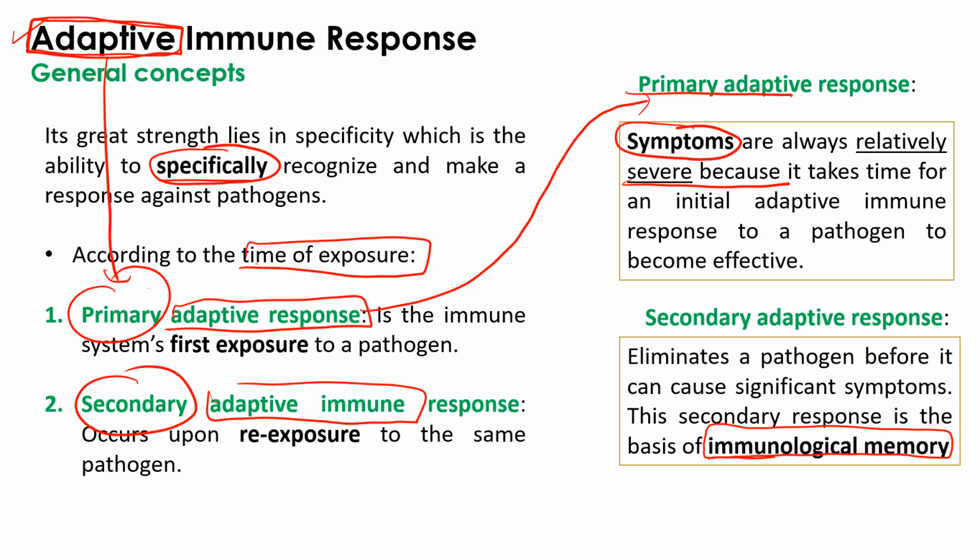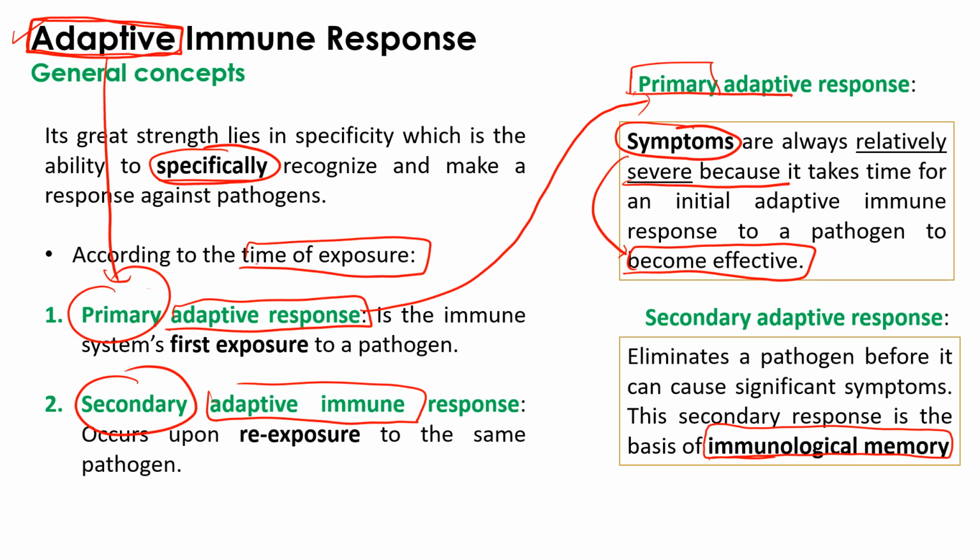And I'm going to explain this in just a minute in the next slide. So always we have this primary adaptive response when we encounter a pathogen for the first time. Eventually, it takes a little bit of time, but once you develop the adaptive response, then you're going to be able to fight and overcome and destroy the pathogen effectively, eventually, right? But it takes time. So the thing is, you're going to get sick, but you're going to recuperate and then you're going to be fine.